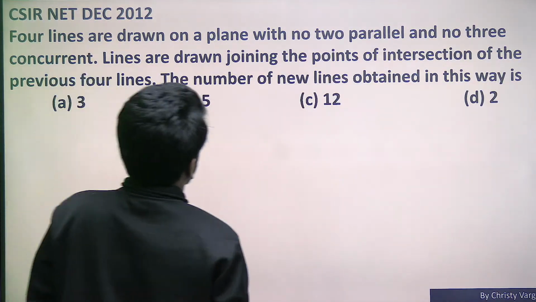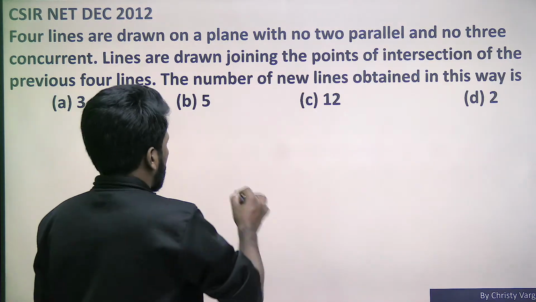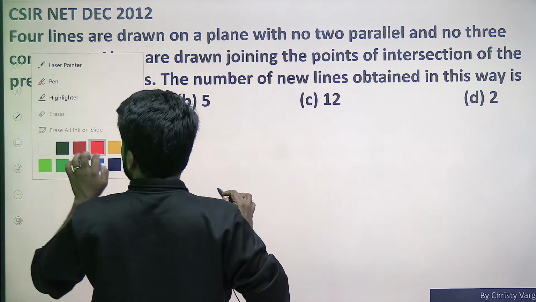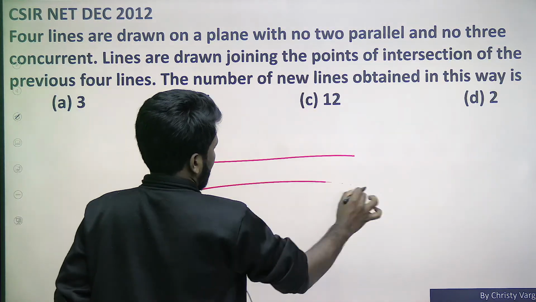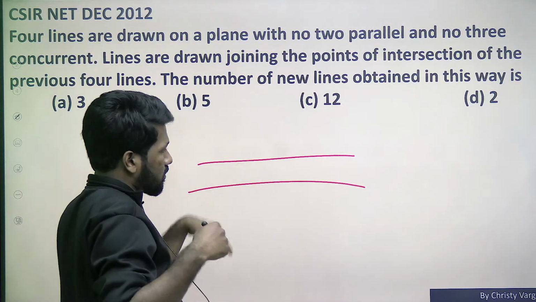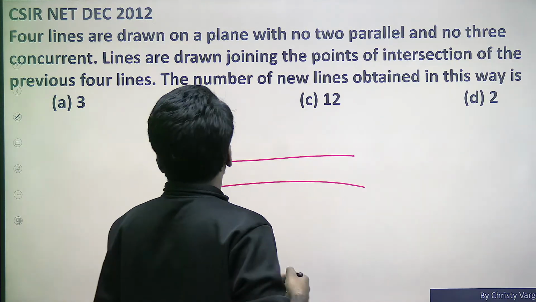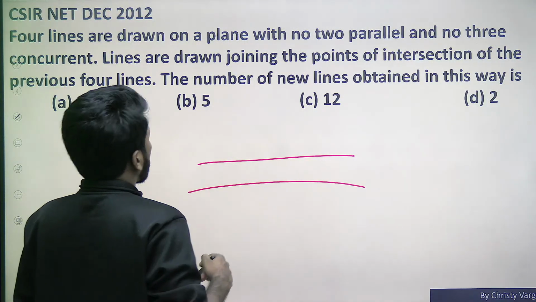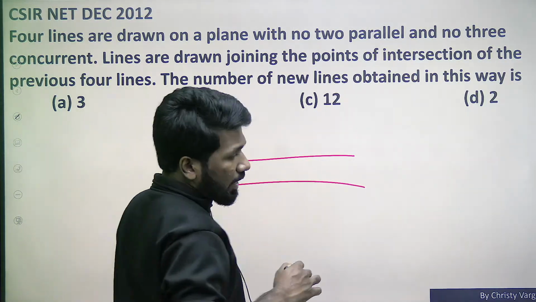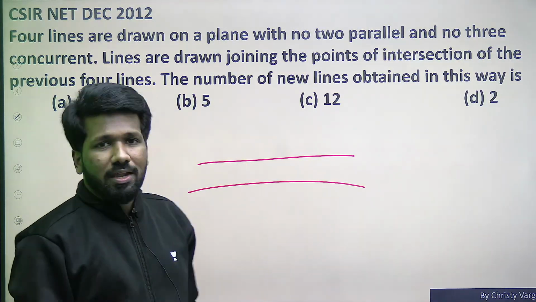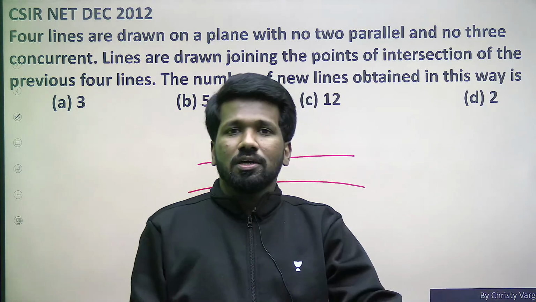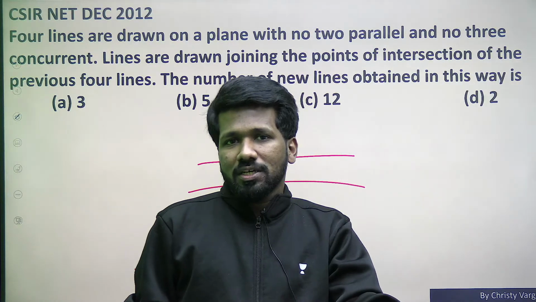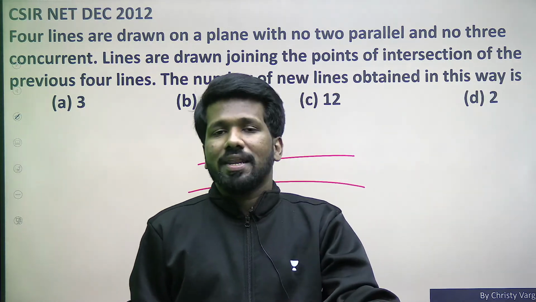Okay, 4 lines are drawn on a plane with no 2 parallel lines. So 2 parallel lines means you all know what is parallel lines, right? 2 lines are parallel because the angle between them is 0. And parallel lines, perpendicular lines, intersecting lines, all you know, I guess. So no 2 parallel lines means ये 4 lines में एक भी pair parallel नहीं होना चाहिए. मतलब चारों lines non parallel होना चाहिए. एक भी pair parallel नहीं होना चाहिए. That is the meaning of no 2 lines parallel.